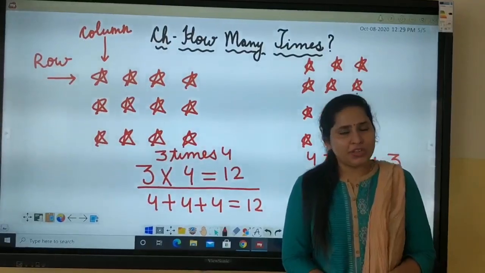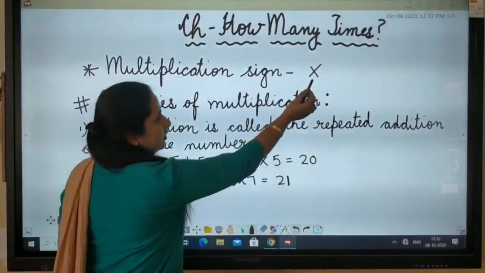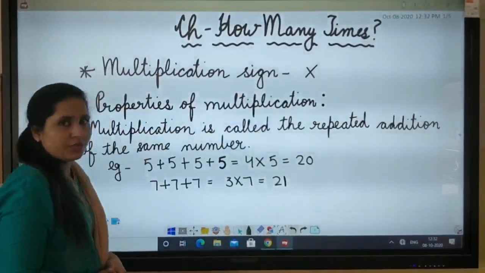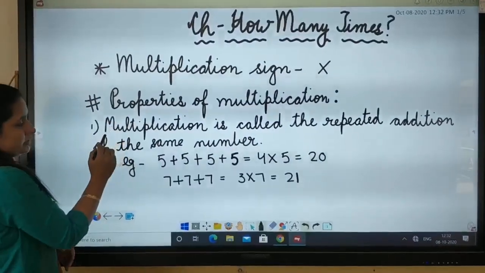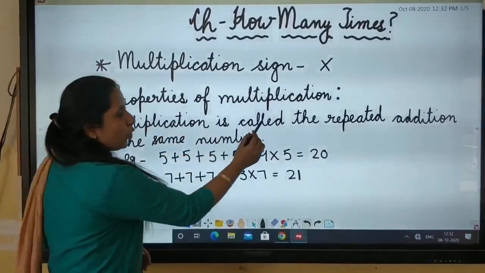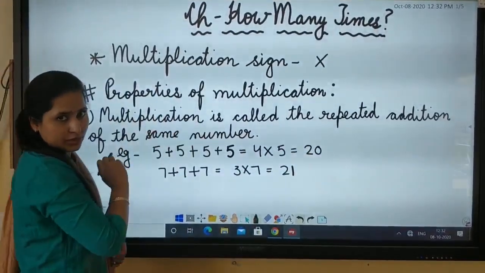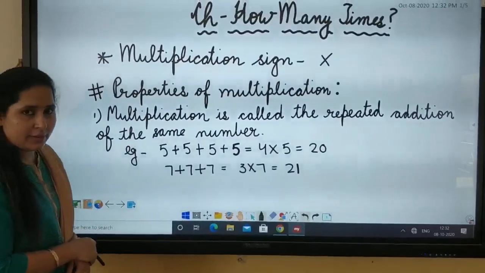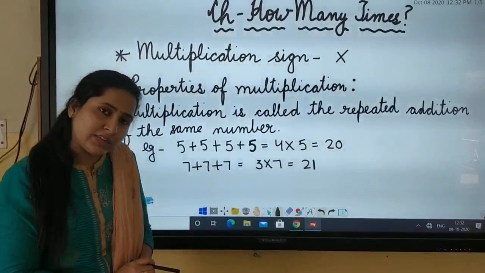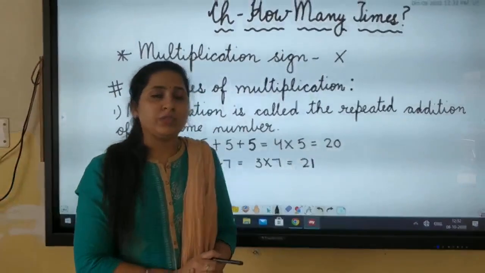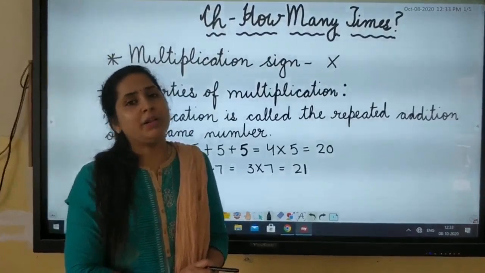Let's do a few properties of multiplication. What is the multiplication sign? This one. This sign you will be using for multiplication. Now what is the first property? The first property is that multiplication is the repeated addition of the same number. Like you have seen in the last examples, whenever we are adding the same number many times, that can be done using multiplication. Means repeated addition we can replace by multiplication.